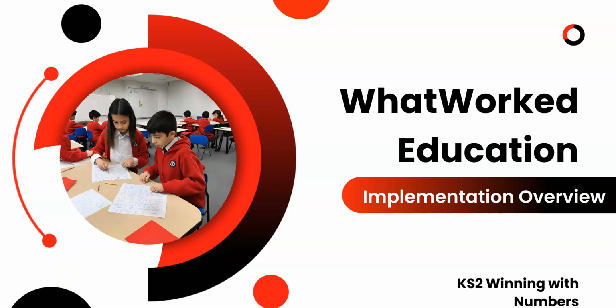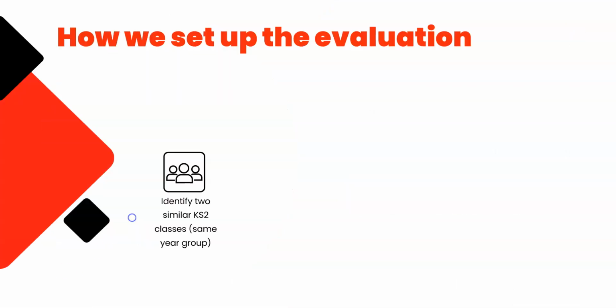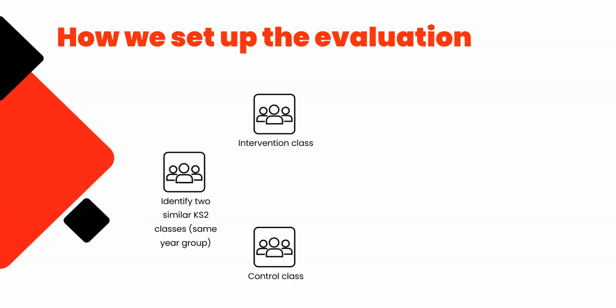Implementation overview for the Key Stage 2 Winning with Numbers evaluation. How we set up the evaluation in your school. So the first thing we ask you to do is to identify 2 similar ability Key Stage 2 classes in the same year group. So this does require your school to have a 2-form entry at least. Then using the trial wizard, you will then allocate 1 to the intervention and 1 to the control.